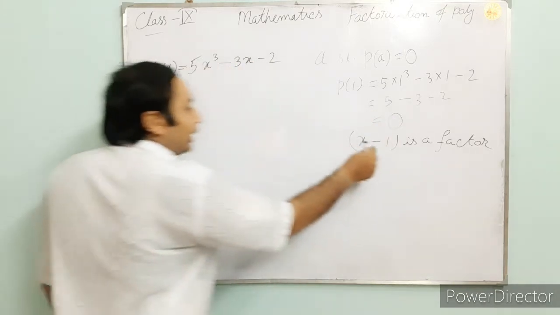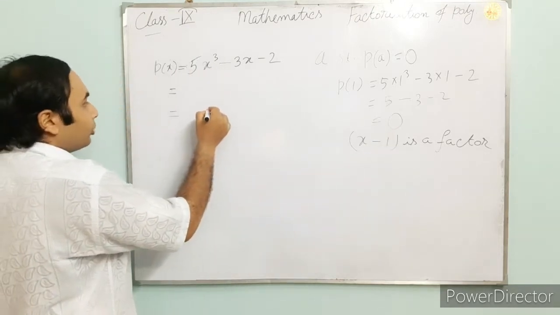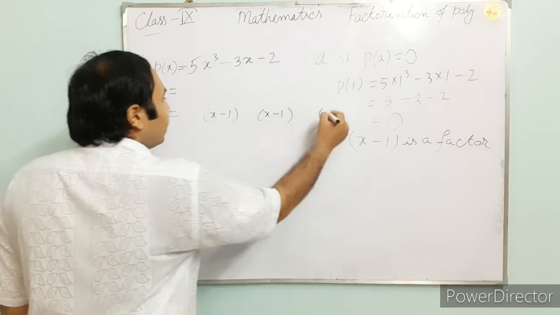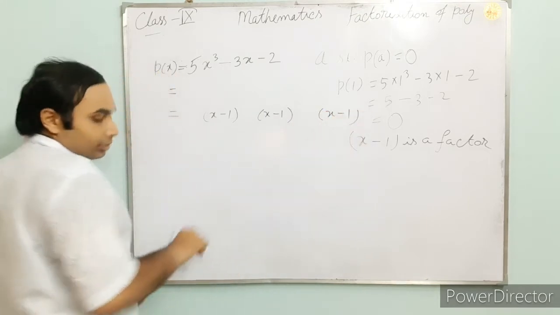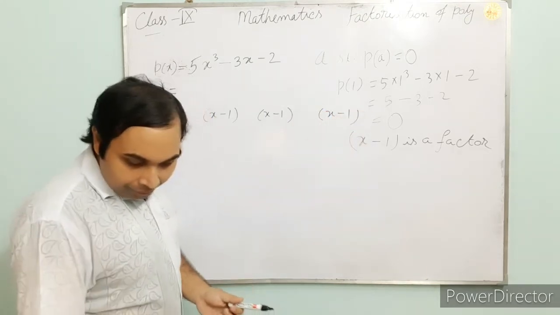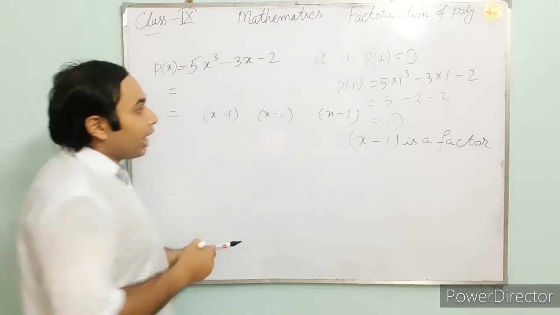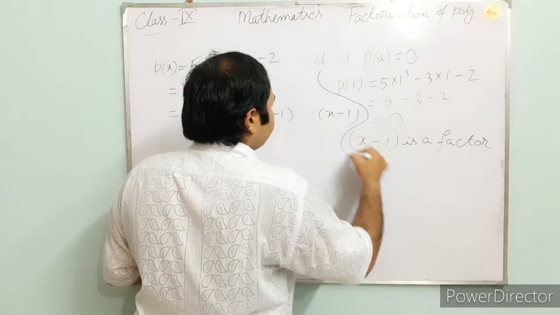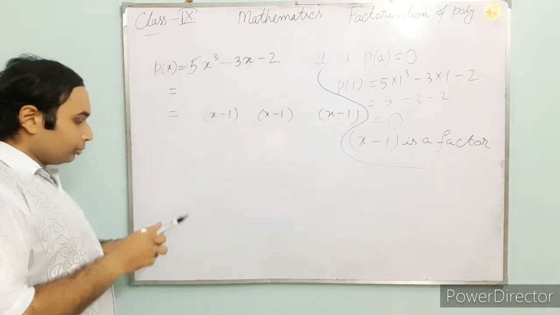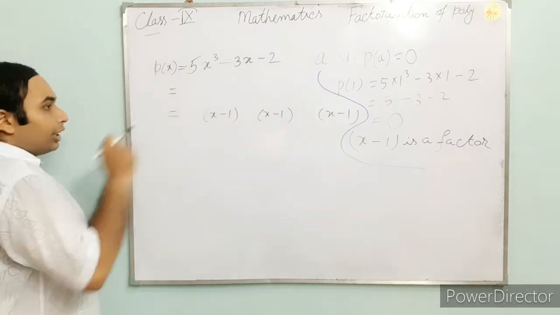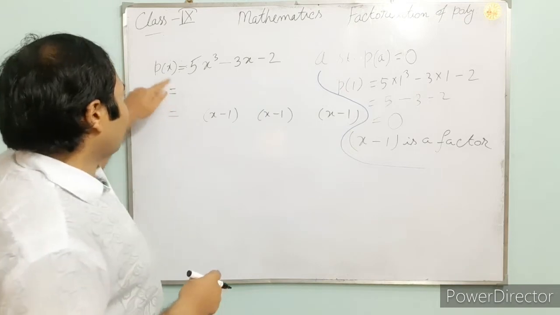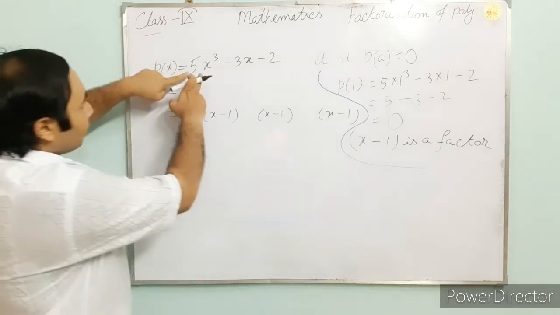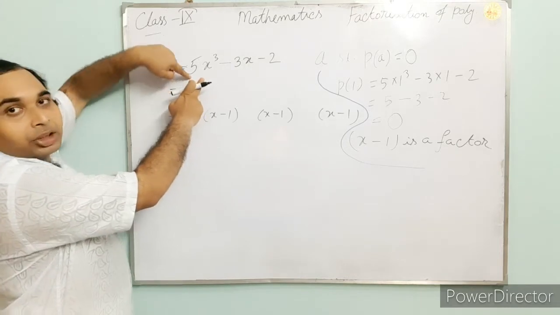Then whenever x minus 1 is a factor, we have to write 3 times x minus 1, giving some gaps. Then what you have to do? At the second equal to sign, you have to write that one. The first term is 5x cube.